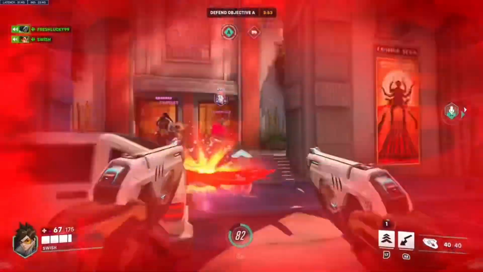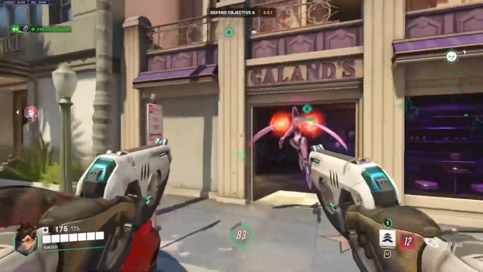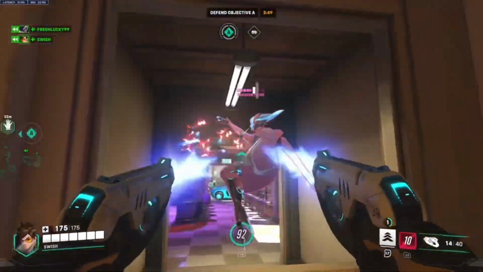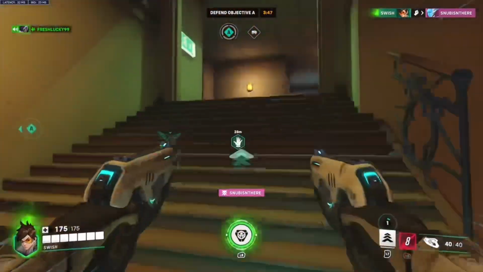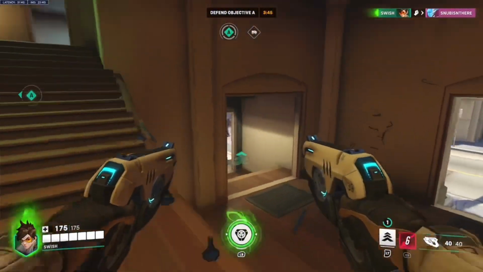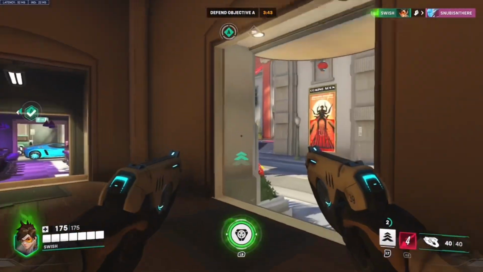The next setting is aim assist legacy mode. What this does is it allows you to go back to the old aim assist in Overwatch 1 from 2018. I personally don't recommend you using this setting at all.